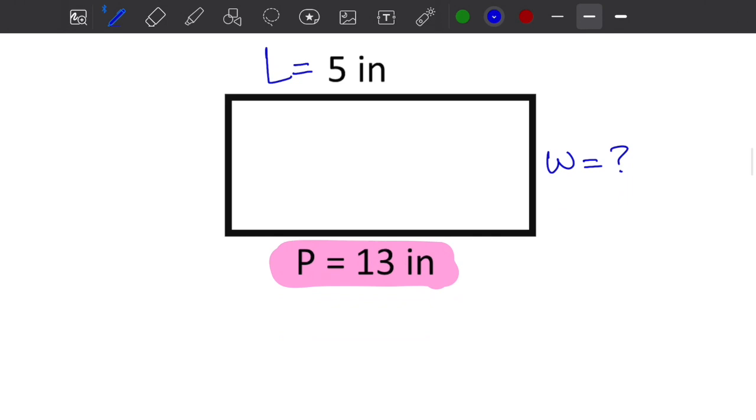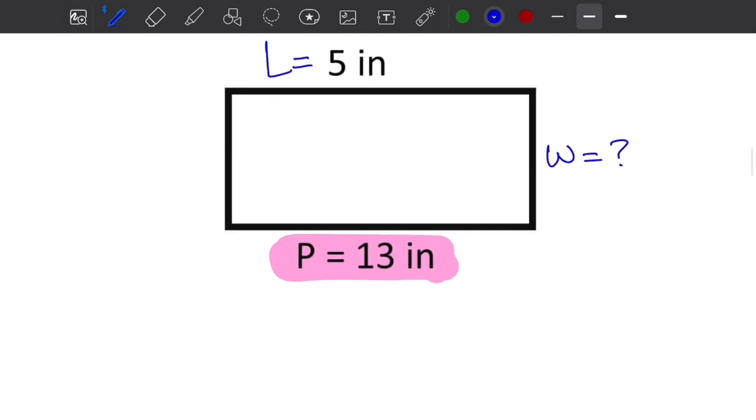So please pause the video now. Try this by yourself, make sure to use a formula and show your work, and when you're ready, come back to watch the solution. Alright, so let's go over the solution together. We're going to start by checking that the units are the same. They are, that's great, and now we're going to write the formula because it's going to tell us what to do.